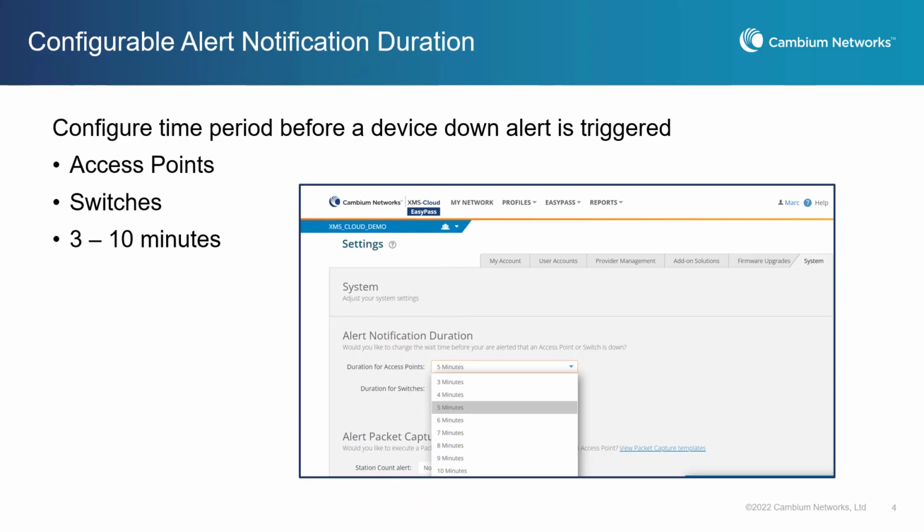When an access point goes offline, it can be up to 5 minutes before an alert is generated in XMS Cloud. In some instances, this duration may be too long, and in others, it may be too short. In this release, we allow you to configure the amount of time that passes before an alert is generated when an access point goes offline. You are able to select from a range of 3 minutes to 10 minutes before an alert is generated.